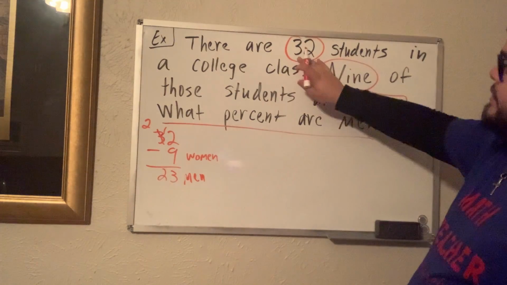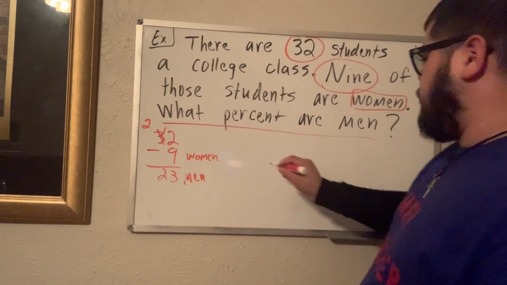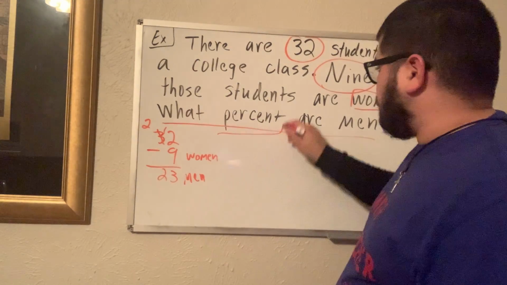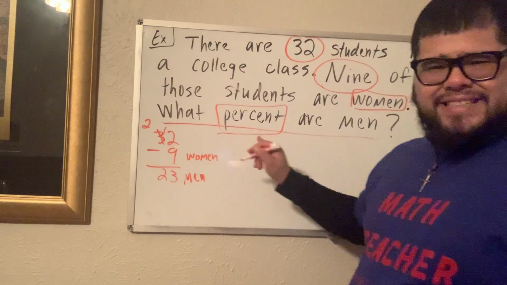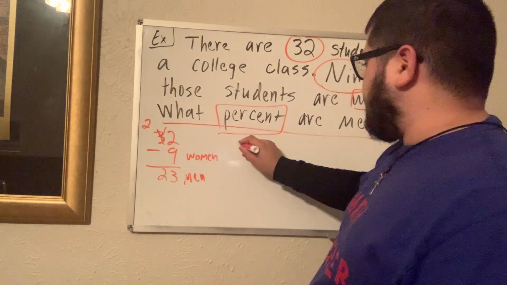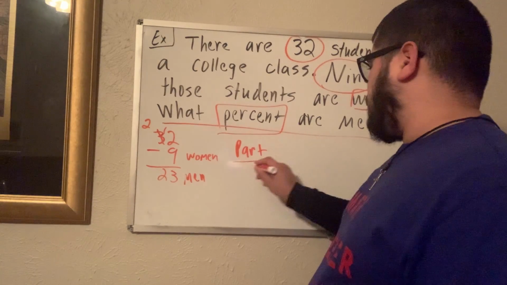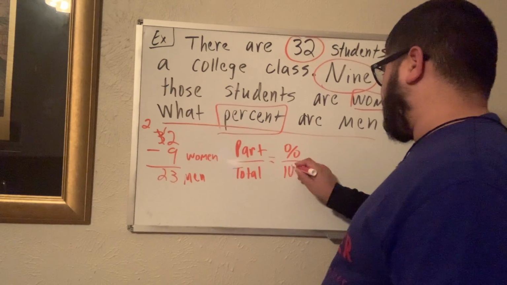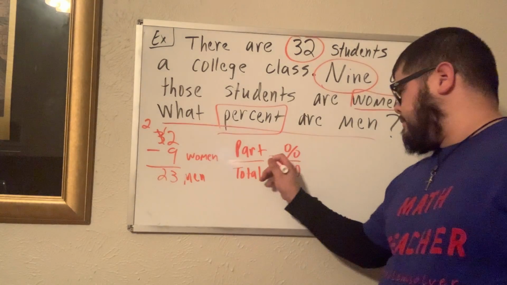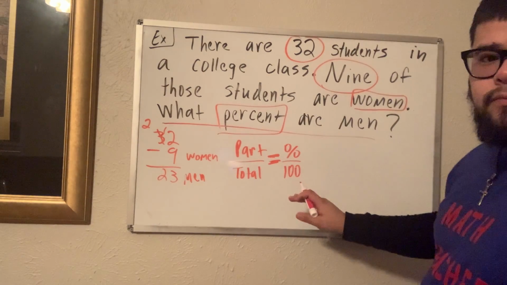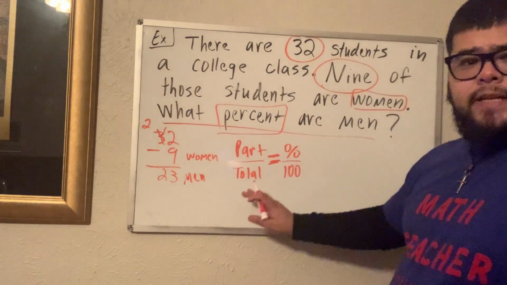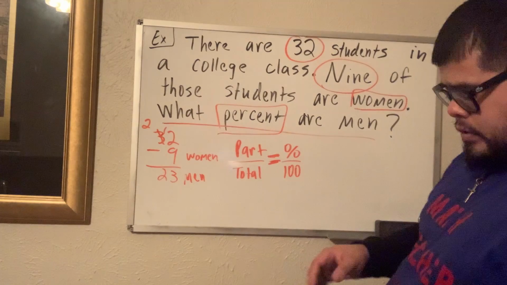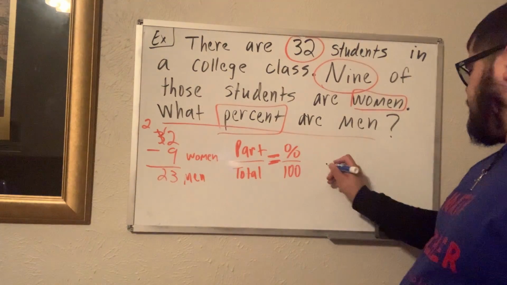Okay, we know the total. They gave us the total from the very beginning, right? Before we get to that, we know we're dealing with the percent thing because it says what percent. It's asking us for a percent, right? So we know we're going to need part over total equals percent over 100. What's that called again? The percent proportion, right? Percent proportion or the percent equation, whatever one you want to call it. We're going to go ahead and substitute these values in real quick.